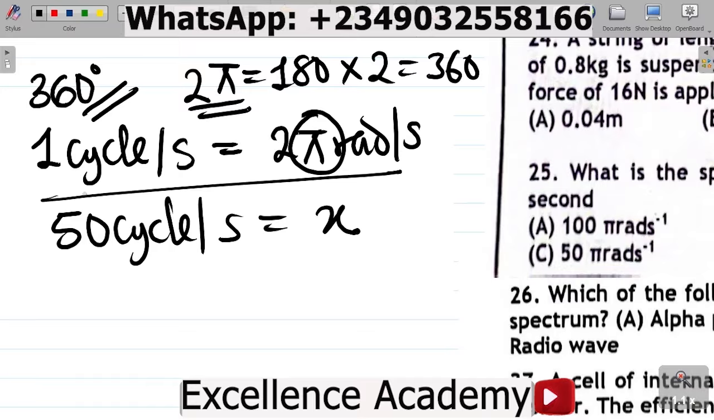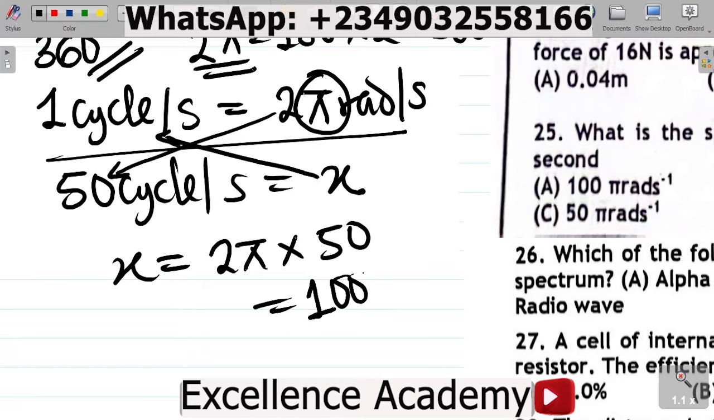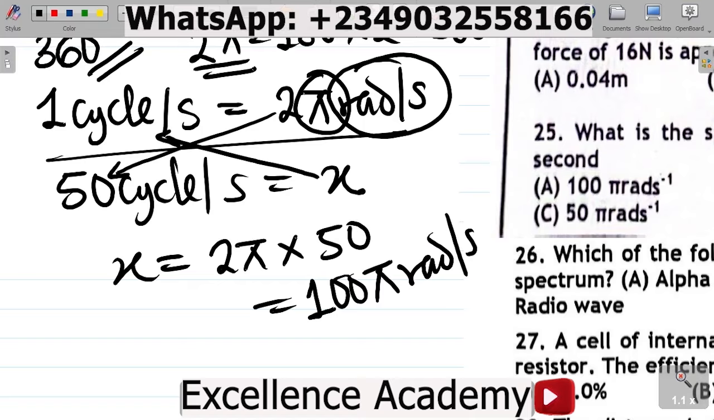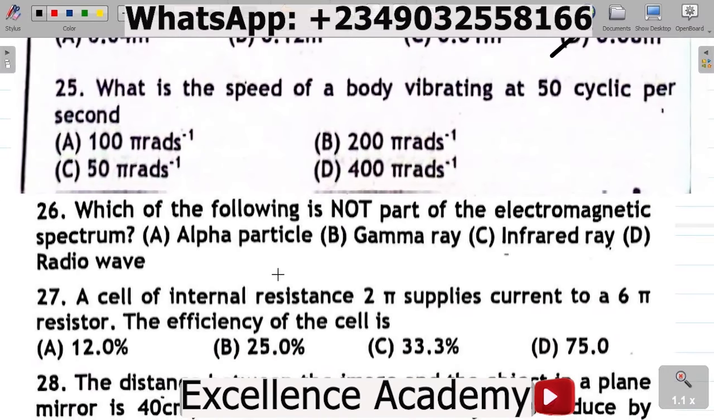Now, at this point, we know that one cycle is equal to 2 pi rad per second. 50 cycle becomes x. All you have to do here is cross multiply. X times 1 gives you x is equal to 2 pi times 50, and that's equal to 100 pi. And then the unit becomes the unit of this part here, which is rad per second. So the correct answer here is 100 pi rad per second, and that is option A.